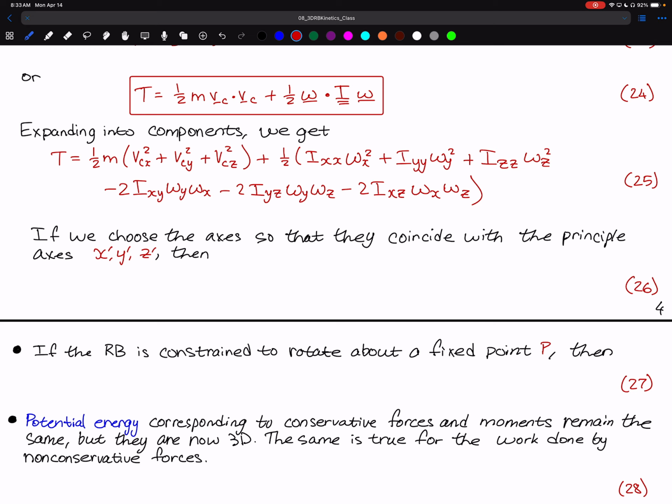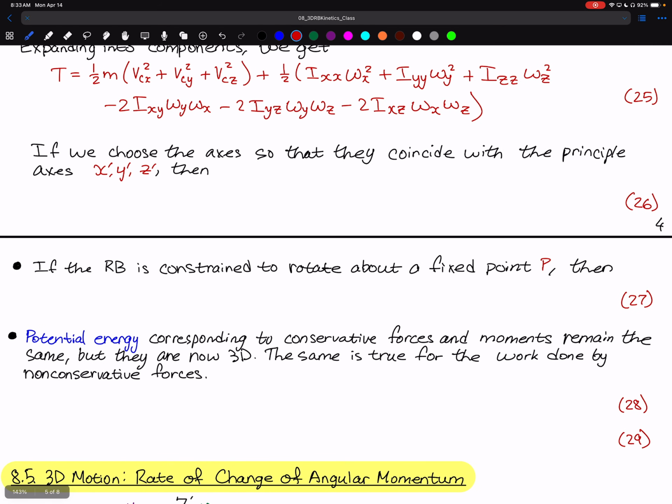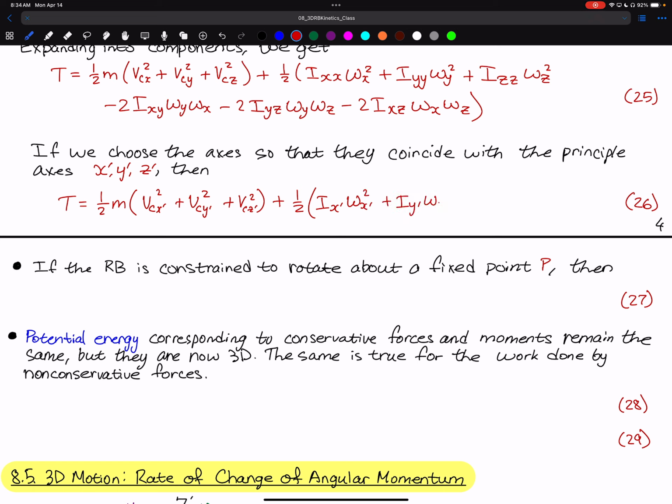If we choose our axes so that they coincide with the principal axes of inertia, then we'll get that our kinetic energy T is equal to 1/2 m times v sub c x prime squared plus v sub c y prime squared plus v sub c z prime squared plus 1/2 times the quantity I sub x prime times omega sub x prime squared plus I sub y prime times omega sub y prime squared plus I sub z prime times omega sub z prime squared.